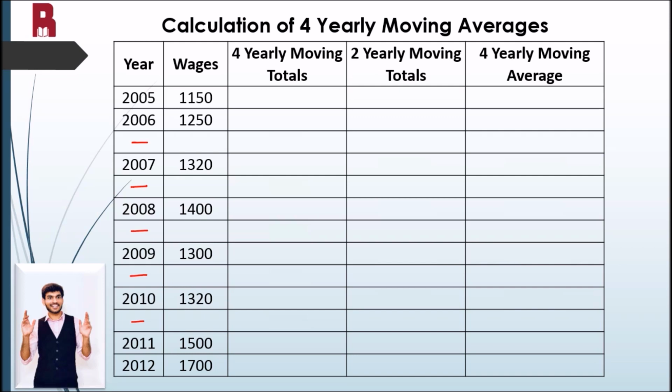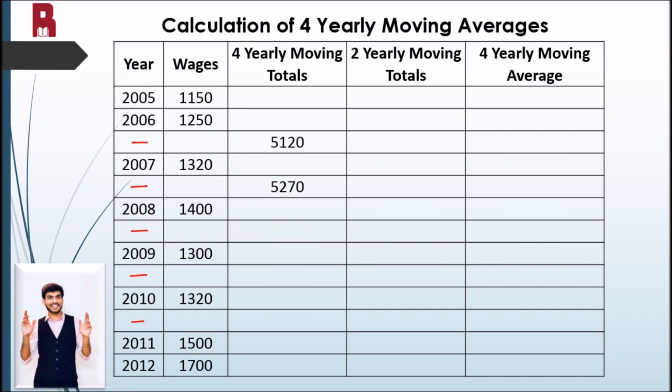Now to calculate the next column, that is the 4 yearly moving totals, we will take totals of 4 numbers at a time. So starting from the top, we will take the total of these 4 numbers and the total comes to 5120. Now moving down below, we will take the next 4 numbers and taking the total of these, the total comes to 5270.